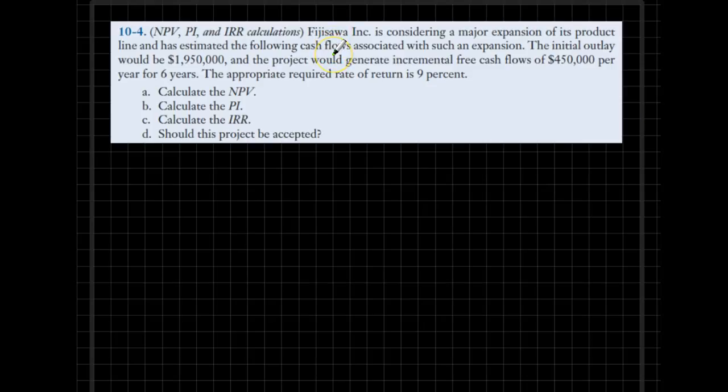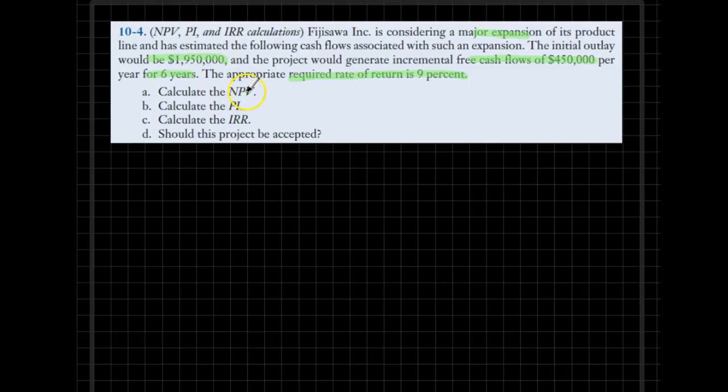A company is considering a major expansion, and that expansion will generate significant cash flows for the firm. The expansion requires a $1.95 million initial investment, and in return, for the next 6 years, the project will generate $450,000 of free cash flows. If the required rate of return is 9%, is this a good project for the firm?